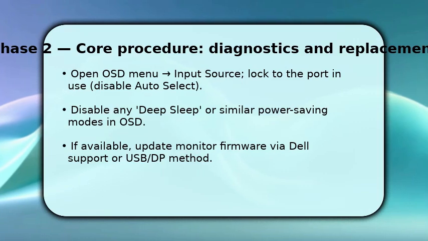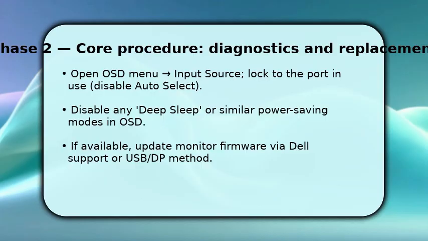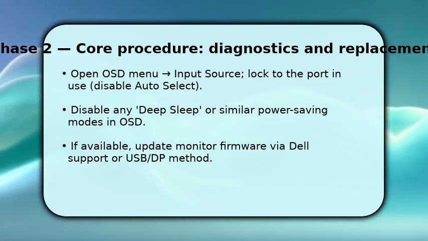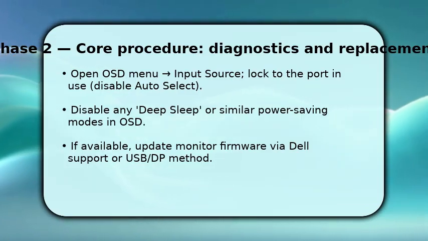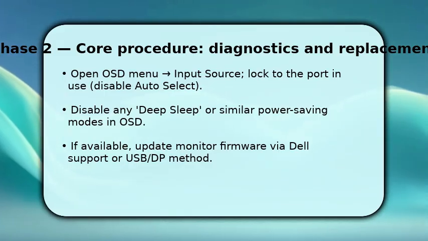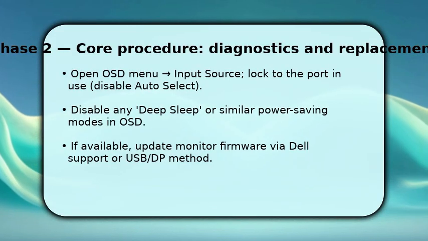Now you'll tackle the monitor settings that commonly force a power save state. Press the monitor's menu button and set input source explicitly to the port you use. Make sure auto select is off so the monitor doesn't hunt for signals. While in the OSD, find and turn off deep sleep, eco, or similar features. These cut video detection. If Dell provides firmware updates for your model, apply them. Firmware fixes signal detection bugs that look like power save.